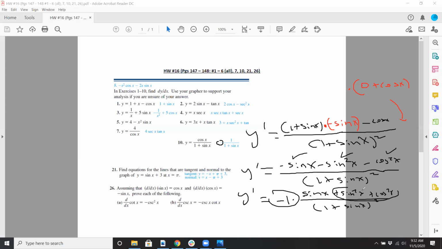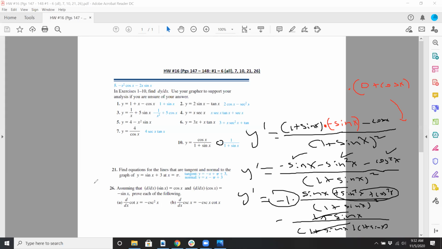And you should know what this is. That's 1, right? Sine squared plus cosine squared is 1. We should know this. So that's to get 1 plus sine x up top. Now at the bottom, you have 1 plus sine x squared. So you got 2 of these 1 plus sine x's, right? 1 plus sine x and another 1 plus sine x. And that cancels. You're left with the 1 up top, so it's -1 over 1 plus sine x. So that's using the quotient rule.